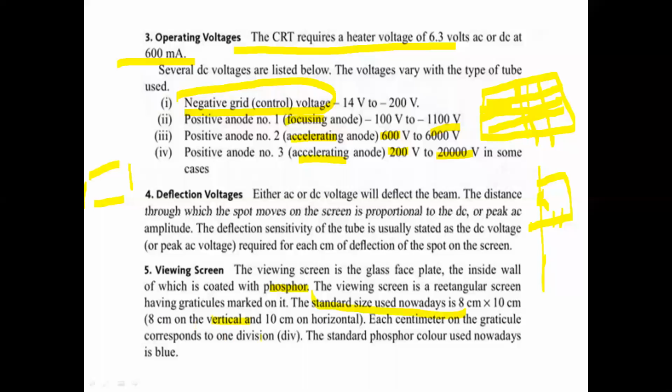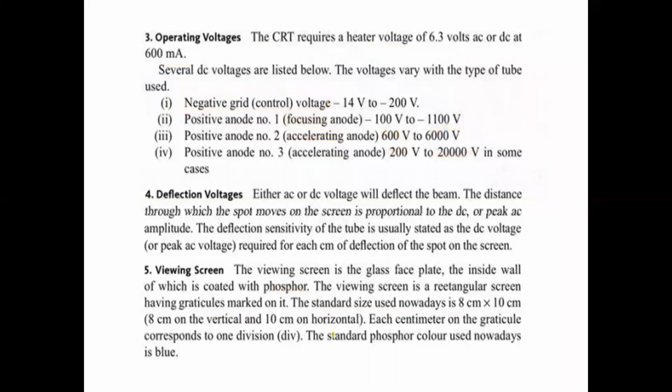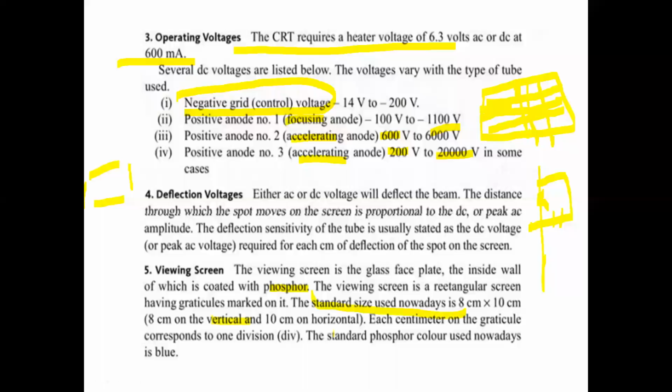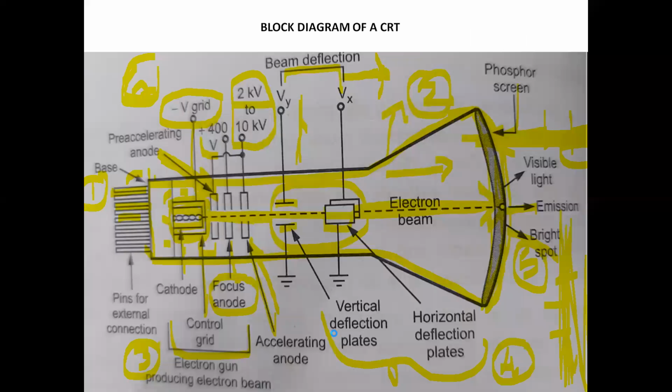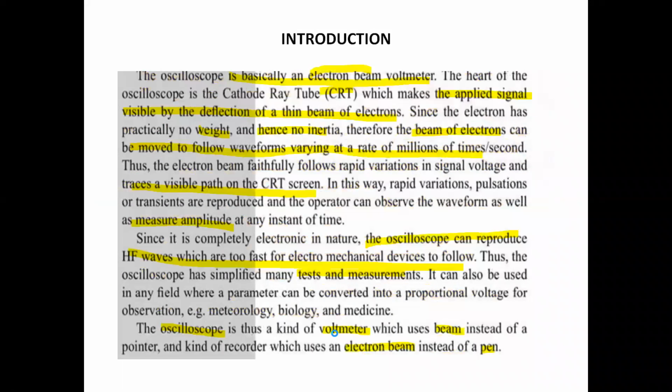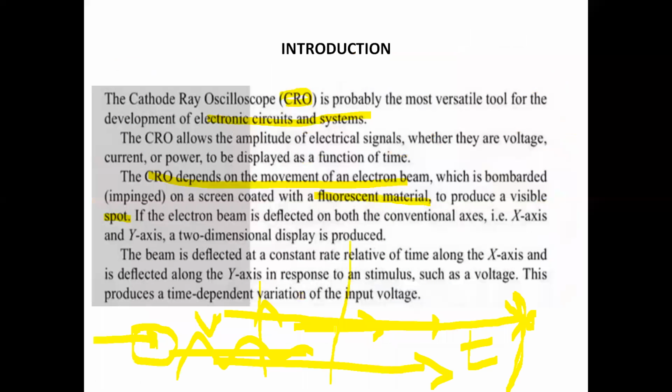Okay, the standard size used nowadays is 8 centimeters into 10 centimeters. That is 8 centimeters vertical and 10 centimeters horizontal. Each centimeter of the graticule corresponds to one division. The standard phosphor color used nowadays is blue. Okay, so this is about the CRT features. So this is all for this day. Next we will see another blocks in the CRT. So with this I end the class.